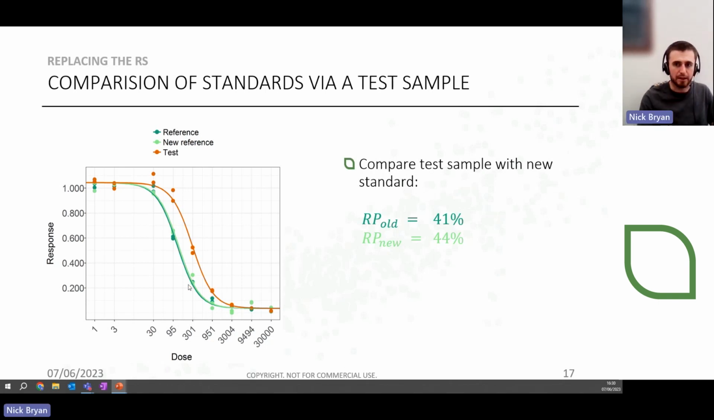And this is because both the test sample and the new reference lie slightly to the right on the dose response curve compared to the old reference standard, i.e. they're both less potent. So the test sample and the new reference standard are closer together in relative potency than the old reference and the test sample. In this case, it may be the other way around.